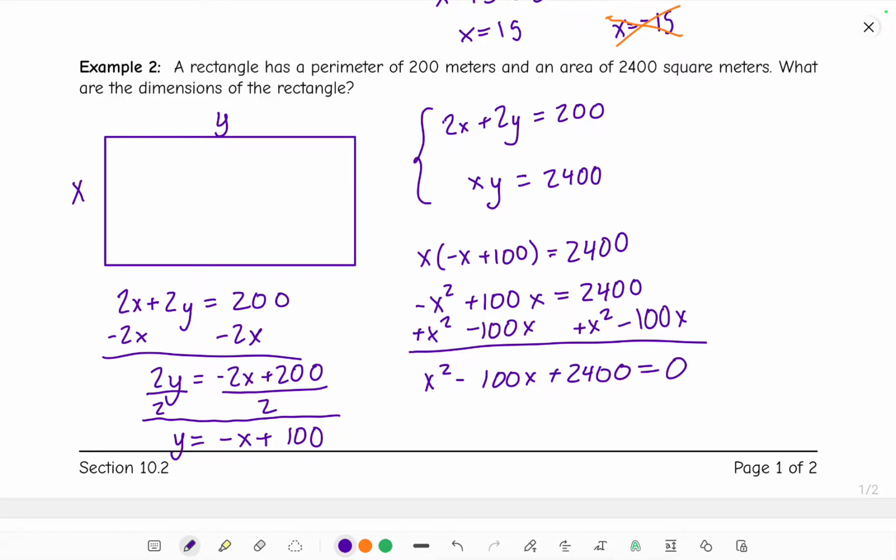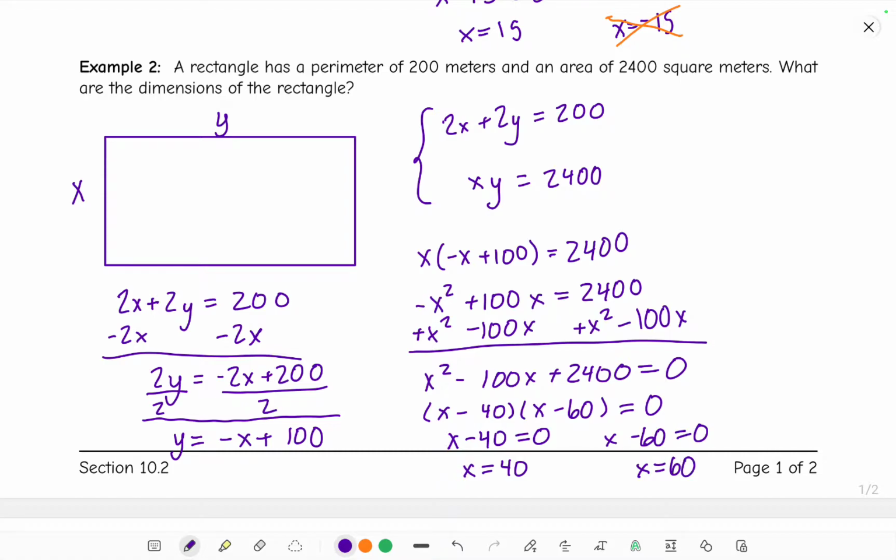So now a times c is 2,400. I need to find two numbers that multiply to 2,400 but add up to negative 100. That might take a while. 2,400 does have a lot of factor pairs, but after you check it out, you'll see that it's negative 40 and negative 60. Because negative 40 times negative 60 is 2,400, and negative 40 plus negative 60 is negative 100. So we get x minus 40 equals 0, and x minus 60 equals 0. So x equals 40, x equals 60.